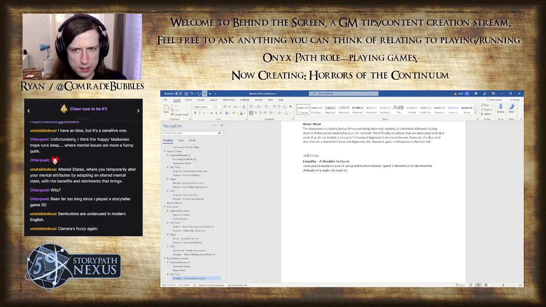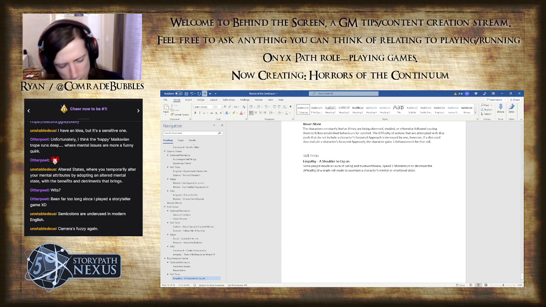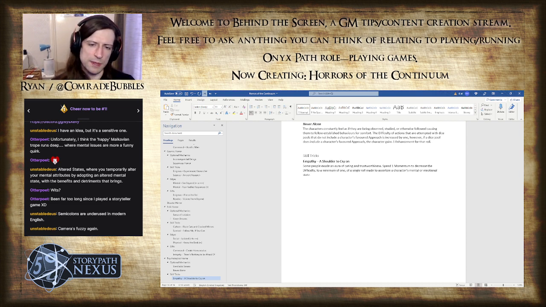made to ascertain a character's mental or emotional state. Decrease the difficulty to a minimum of one. I'm including the minimum there purely because there's always the chance that you'll misread a situation, and that just seems like the easiest way to model that within the game mechanics.